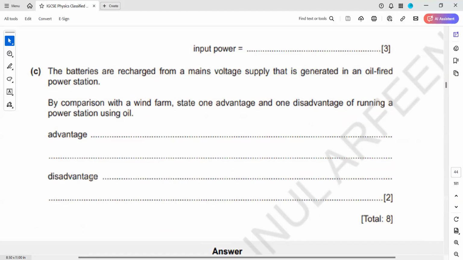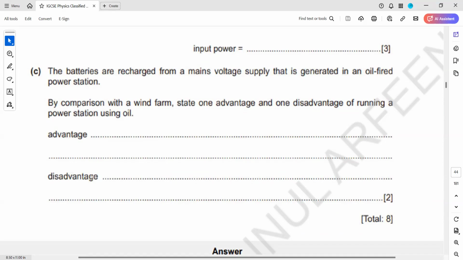By comparison with a wind farm or a windmill, state one advantage and one disadvantage of running a power station using oil. What is the advantage? High efficiency, high energy density. What else? It's not polluting the environment. No, comparison. Comparison with a wind farm, we need an advantage of burning oil.